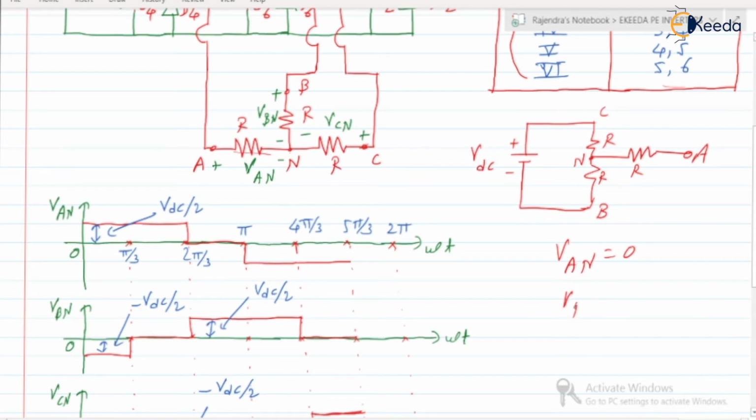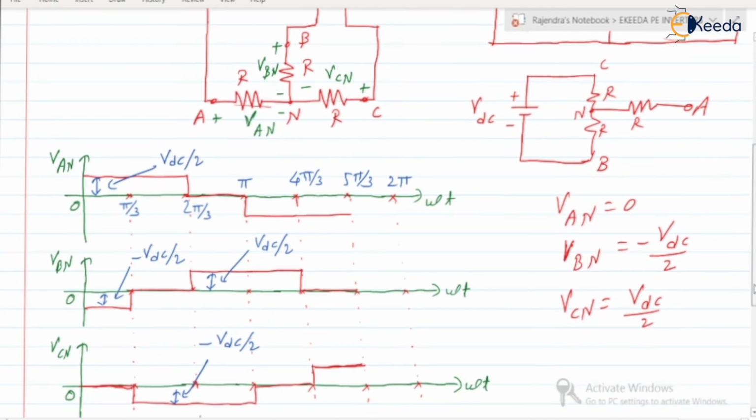VBN is minus VDC by 2, right? Minus VDC by 2. And what about the VCN? VCN is equal to plus VDC by 2. It is a plus VDC by 2. Okay, so if you check, VAN is 0.